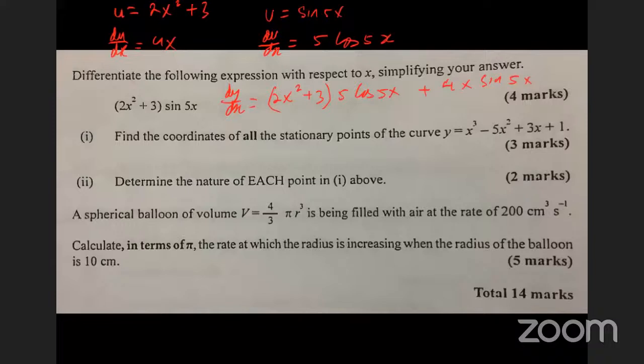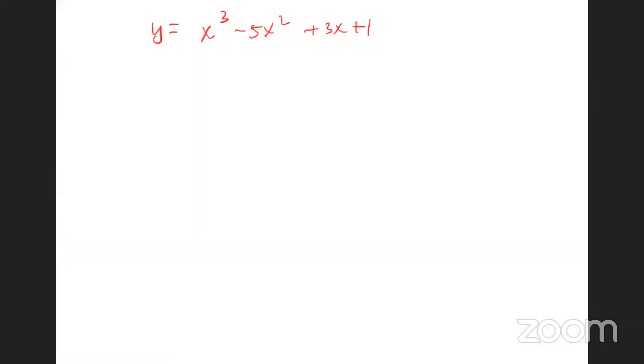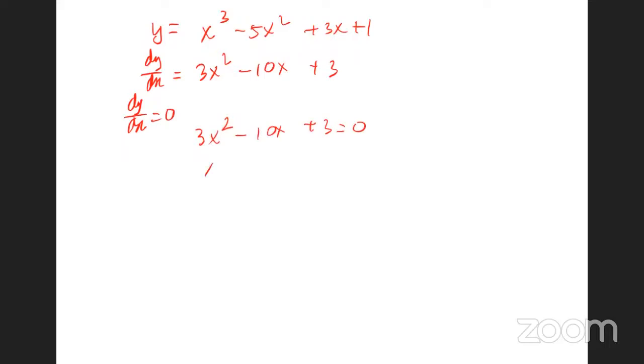All right, let's start. First, let us deal with y equals x cubed minus 5x squared plus 3x plus 1. They want us to get the stationary values, so we need dy/dx. That'll be 3x squared minus 10x plus 3. We let dy/dx equal 0, so 3x squared minus 10x plus 3 is 0. x is what? 3 and a third.